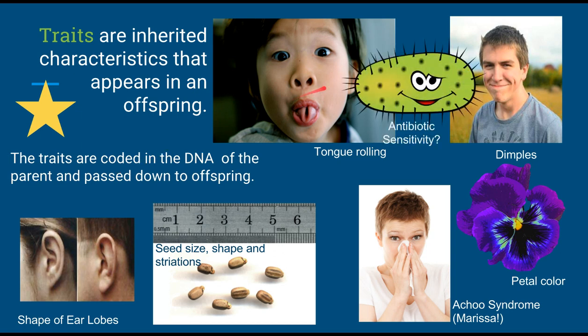Oh yeah, antibiotics. Bacteria could be sensitive to antibiotics or resistant to antibiotics, and those are also traits. It's not just humans. Plants, bacteria, everything. Anything that has DNA is going to have traits that are coded in their DNA.